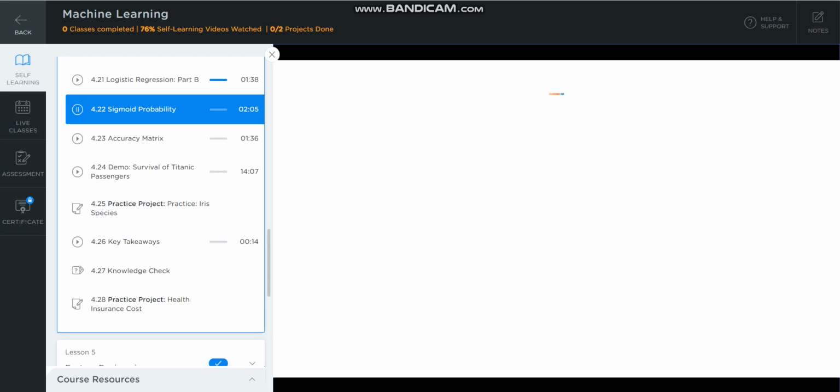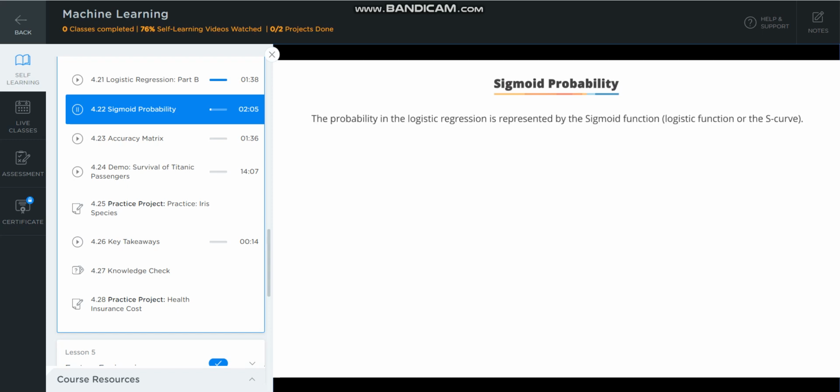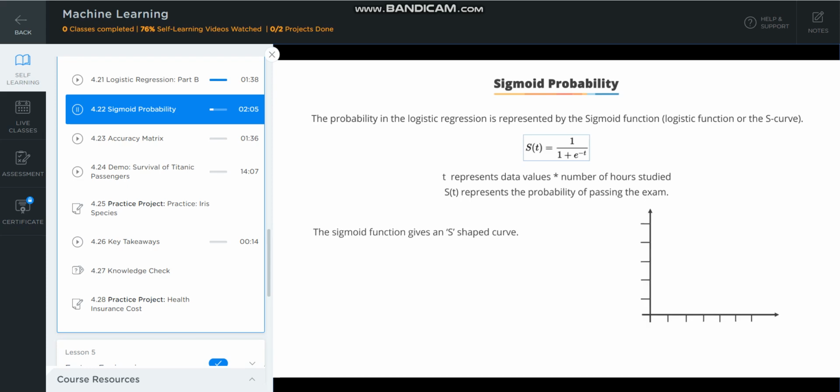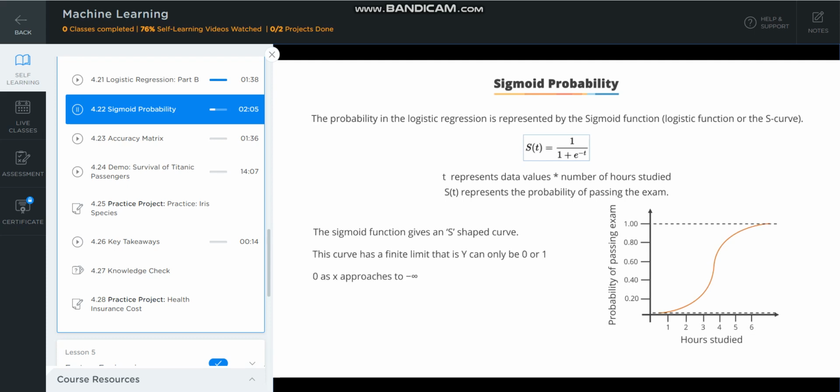Sigmoid probability. What is the sigmoid function? The probability in logistic regression is represented by the sigmoid function, which is also called the logistic function or the S-curve. The equation for the sigmoid function is shown here, where t represents data values multiplied by number of hours studied, and S(t) represents the probability of passing the exam. The sigmoid function gives an S-shaped curve. That is, y can either be 0 or 1: 0 as x approaches negative infinity, 1 as x approaches positive infinity.